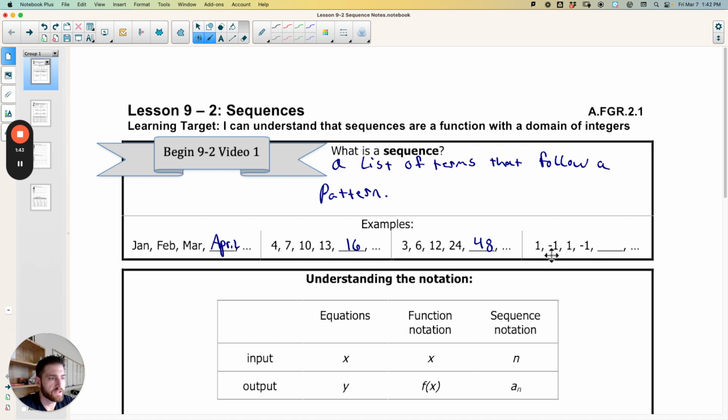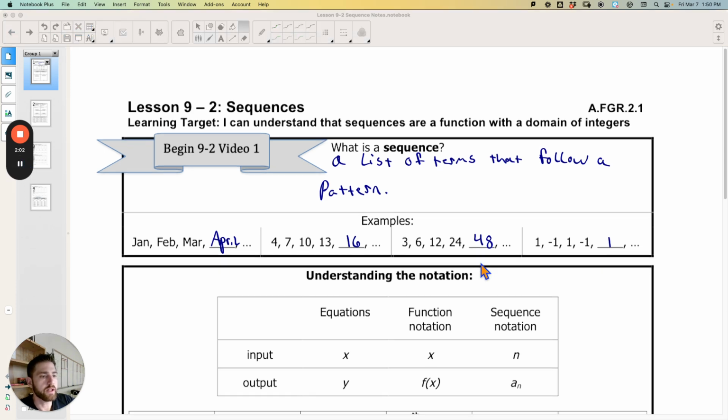So here it looks like we're going back and forth between 1 and negative 1. So 1 times a negative 1 gives you negative 1. Negative 1 times a negative 1 gives you positive 1. And then it goes back and forth. So the next number would be a positive 1.